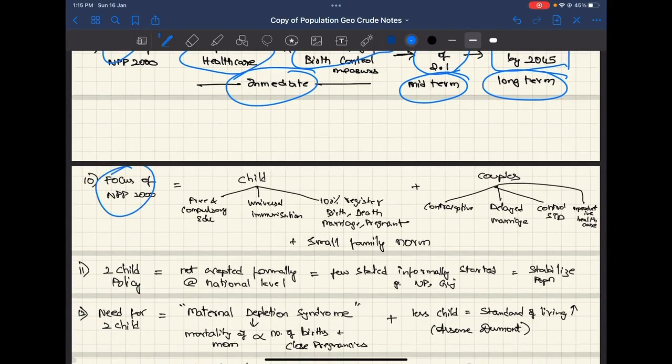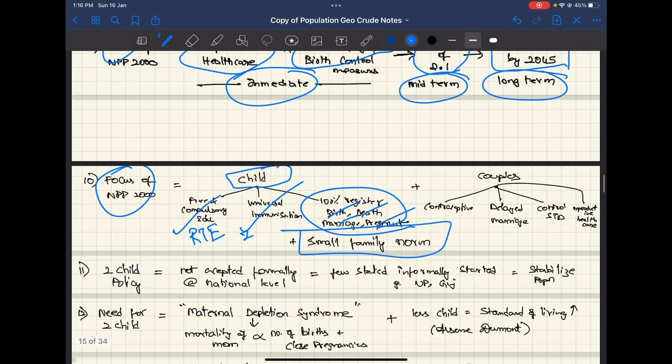And the focus of NPP 2000 was for children. They want to give free and compulsory education, which is the RTE Act, and universal immunization, which is Indradhanush, and 100% registration of birth, death, marriage, and pregnancy. Plus, they wanted to popularize the small family norm. For couples, they wanted to provide contraceptives, delayed marriage, and control of sexually transmitted diseases and reproductive health care.